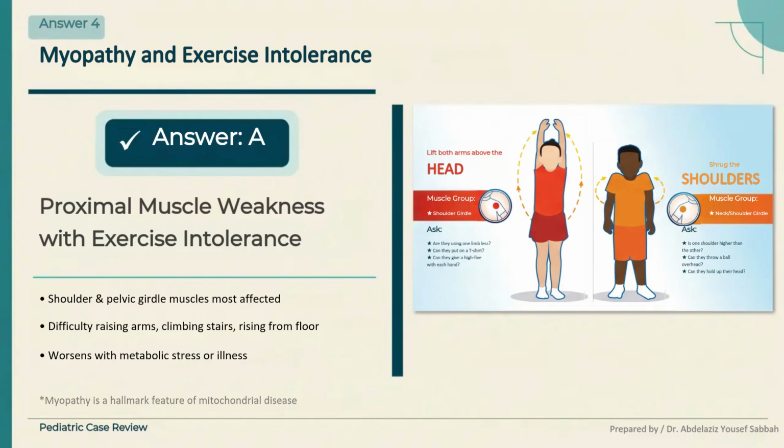Myopathy is a hallmark feature of mitochondrial disease, and in MELAS, it predominantly affects the shoulder and pelvic girdle muscles. This explains why affected children have difficulty raising their arms, climbing stairs, and rising from the floor. The weakness characteristically worsens with metabolic stress or intercurrent illness because muscle has a high energy demand that the failing mitochondria cannot meet. Exercise intolerance and easy fatigue are early and important clues. Reflexes typically remain intact, which helps distinguish this from a primary nerve disorder.